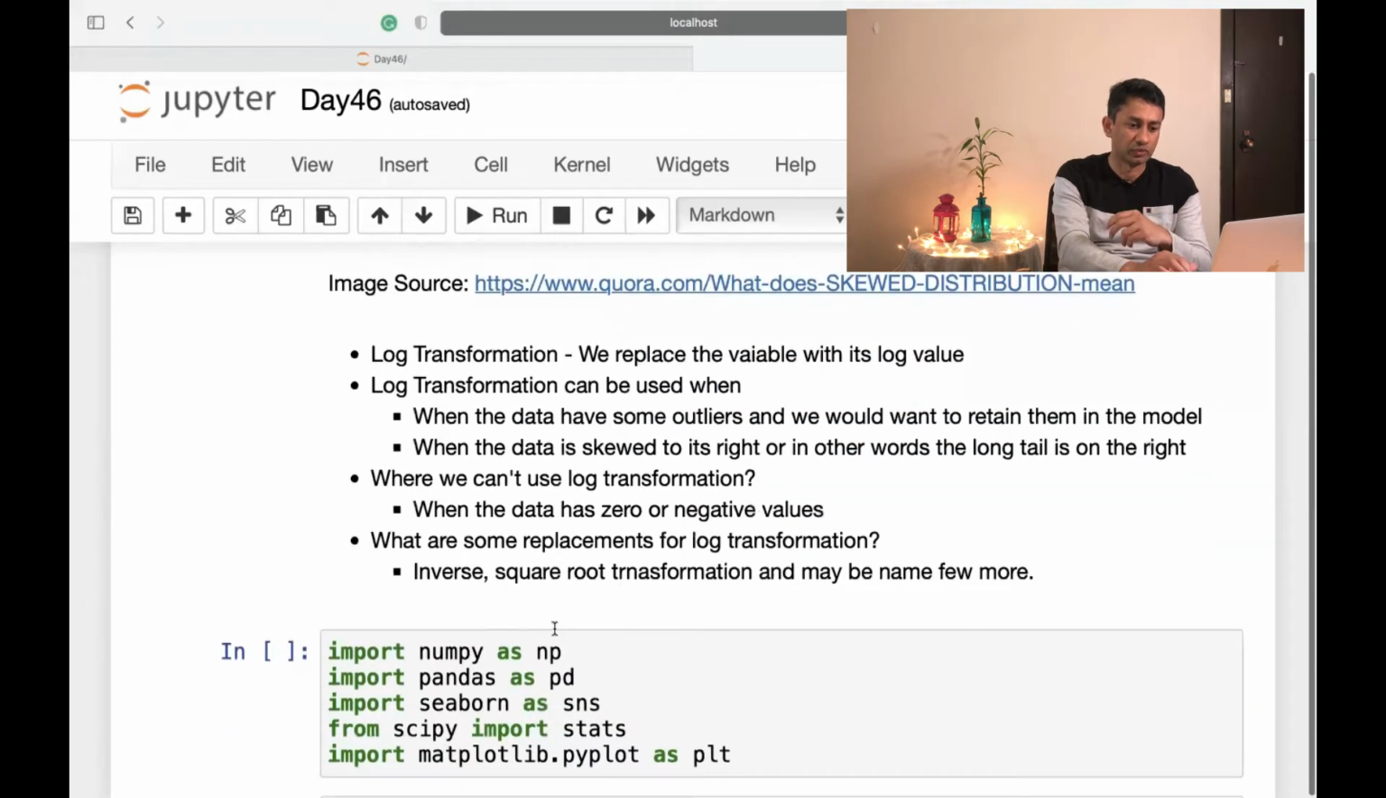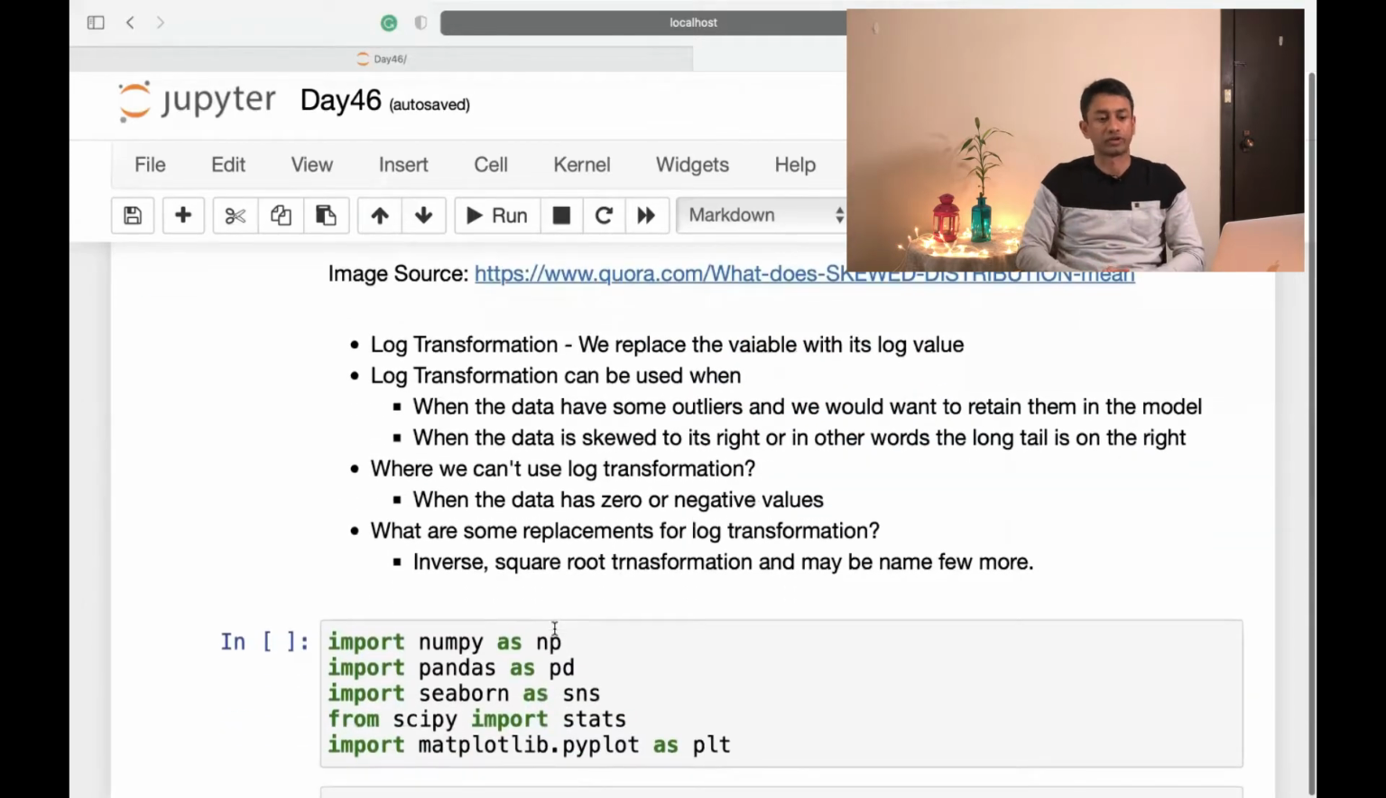So coming to the next one, what is a log transformation? Log transformation is nothing but we replace the value of a particular variable. Let's say it is housing price, we replace the value of that particular variable with the log of that value. So if we have 1 million for a housing price, we use the log of 1 million, and then the new value would be the transformed value.